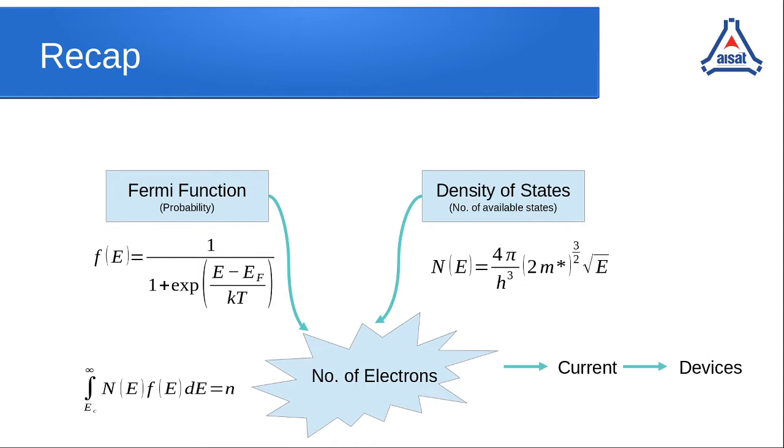This can be mathematically represented as N of E equals 4 pi by h cube times (2 into effective mass m star) all raised to 3 by 2 into the square root of energy. The derivation of this mathematical equation is above and beyond our scope of discussion. So just understand that the density of states can be mathematically represented by this given equation.